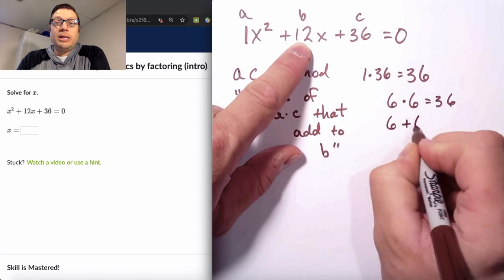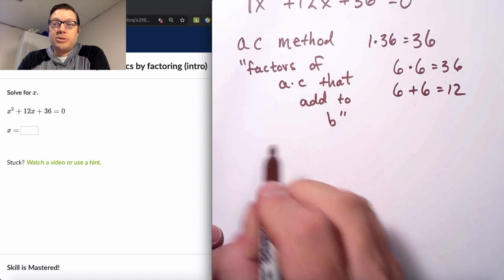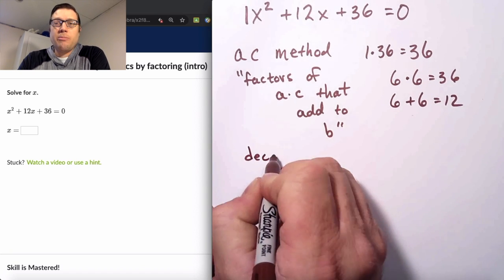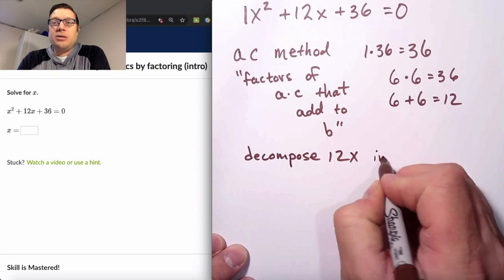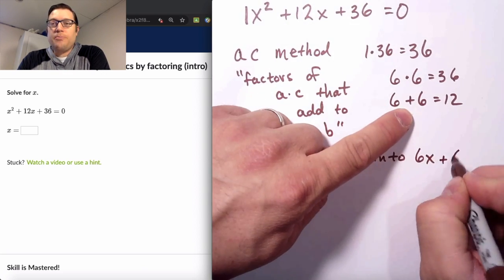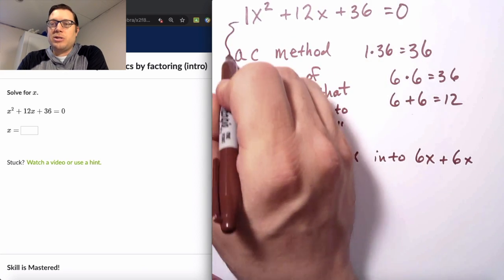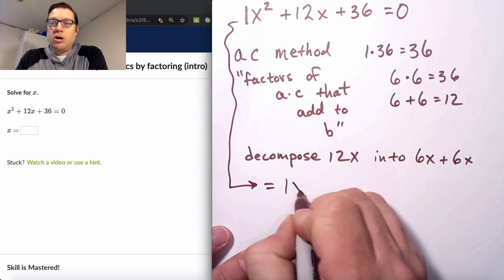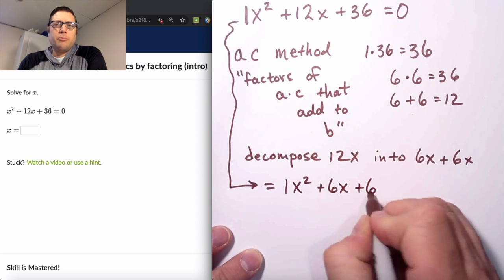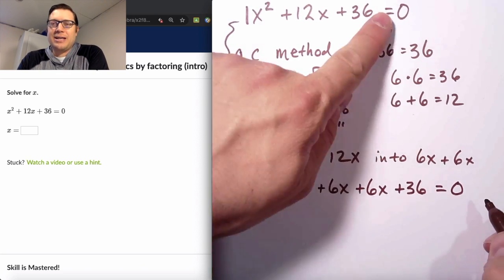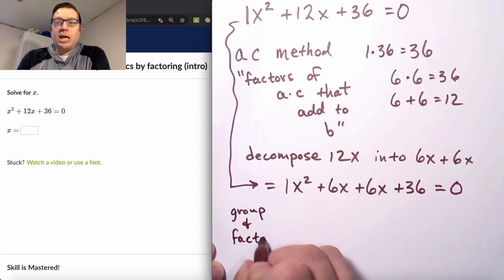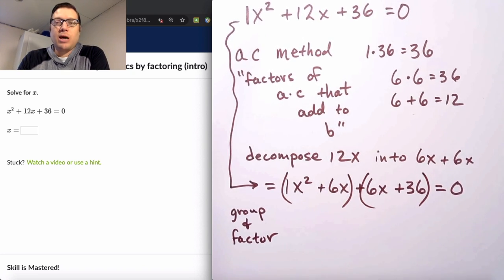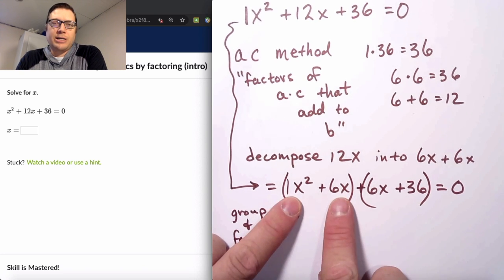We first of all start by labeling A, B, and C as the numbers, and then we look for factors of the A number and the C number, that's 1 times 36, that will then add to the middle number, the B, which is 12. And right away, 6 times 6 is 36, and 6 plus 6 is 12. That means we're going to decompose or break apart the 12x into 6x plus 6x. So the middle becomes two pieces, and we now have four terms that we will group in pairs and factor.